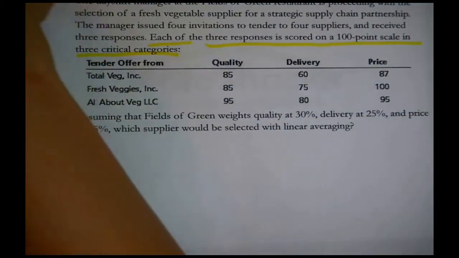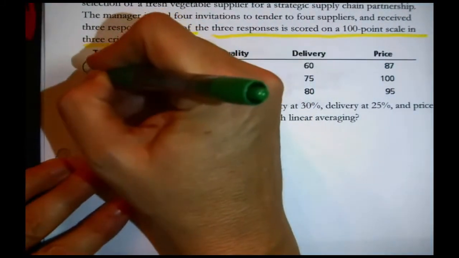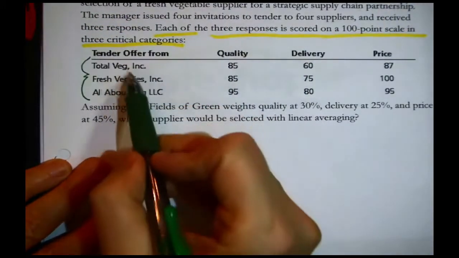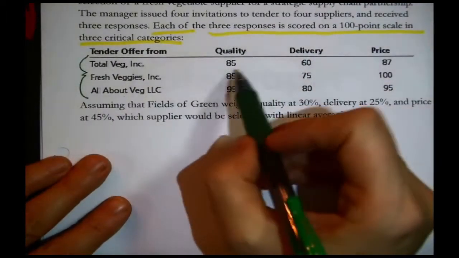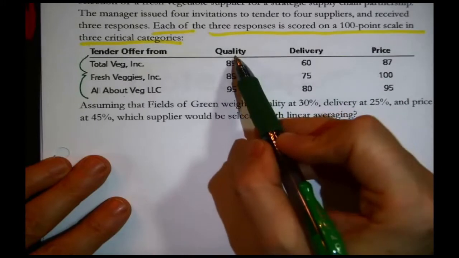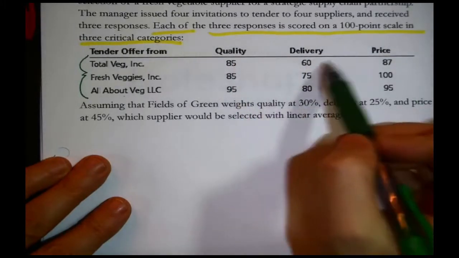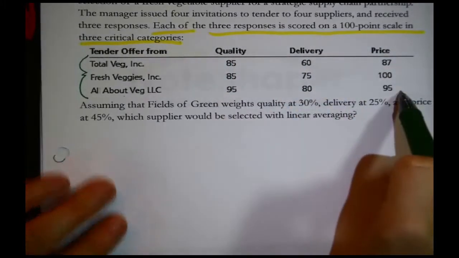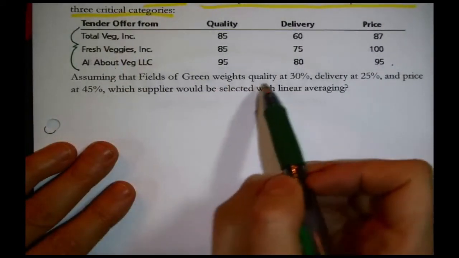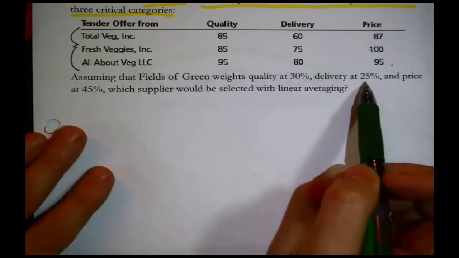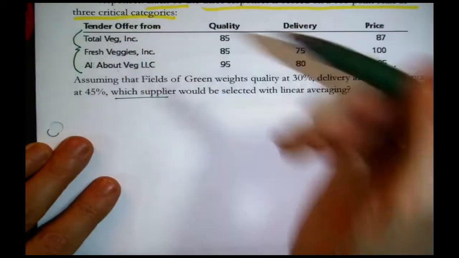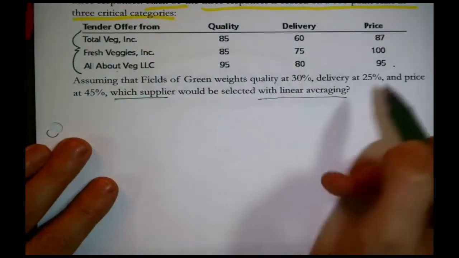So, just getting oriented with the data. There are 3 offers, 3 different companies bidding, and in each case we've scored the offer on quality, delivery, and price, and so we have these different grades, if you will. Now, assuming Fields of Green weights quality 30%, delivery 25%, and price 45%, which supplier from this list should be selected with linear averaging?